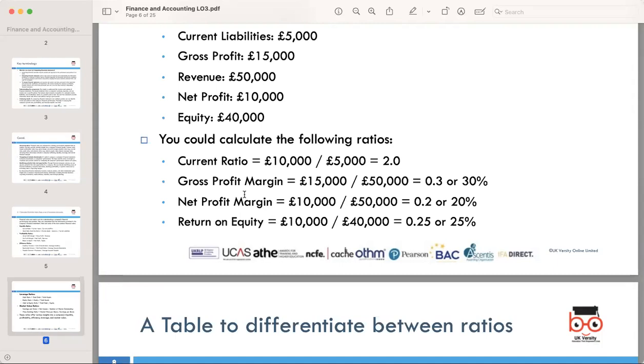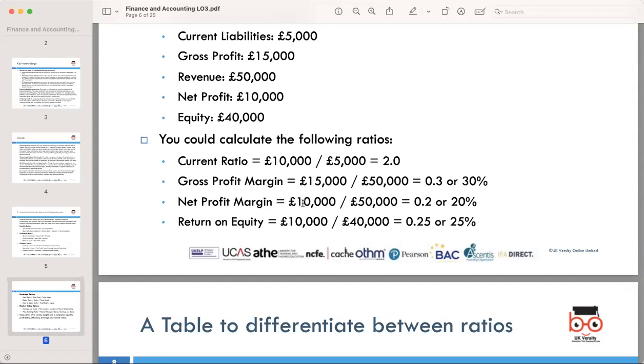As I explained, that indicates the profitability of a company's core operations. So it is calculated by gross profit divided by revenue. So here the gross profit margin is 15,000 divided by 50,000, which equals 0.3 or 30%. Then net margin value. This ratio measures the overall profitability of the company after considering all expenses. So it is calculated by dividing net profit by revenue. So net profit is 10,000 pounds and revenue is 50,000, so it is equal to 0.2 or 20%.